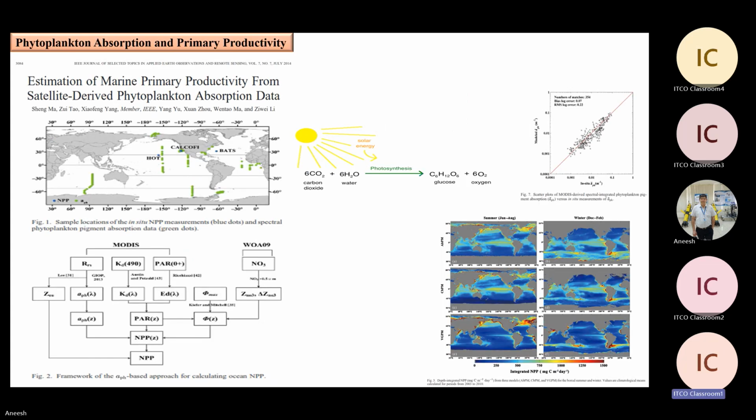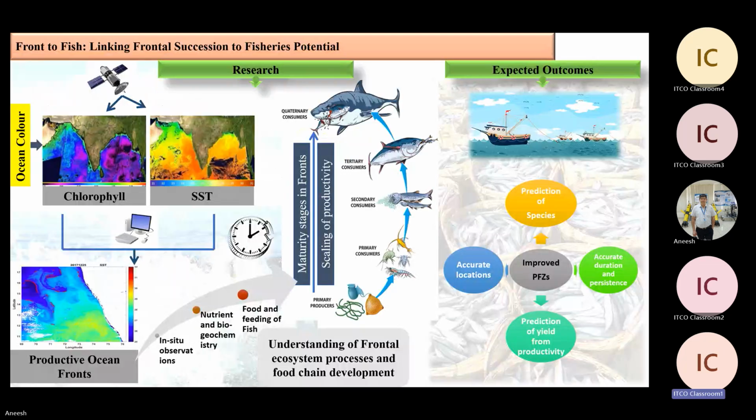Okay, I'll skip this. So that's all about a very general understanding of how we can use remote sensing in different applications. Now coming to the services, the first one I'm talking about is the potential fishing zone advisory services. If you look at the food chain, mainly in the oceanic food chain, it starts from the primary productivity, which is mainly by the phytoplankton.